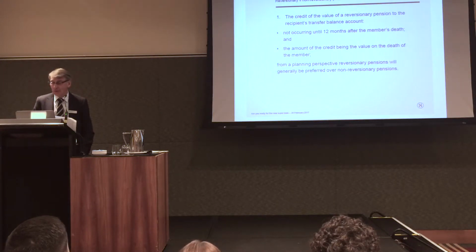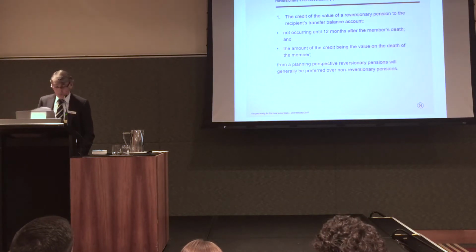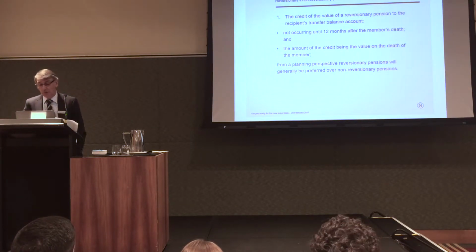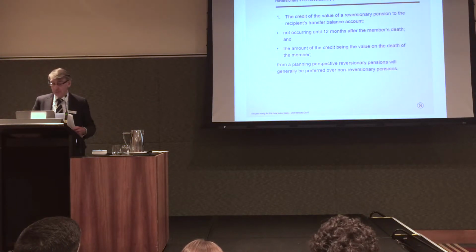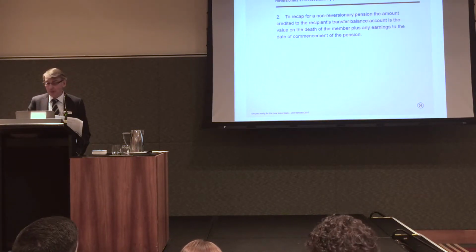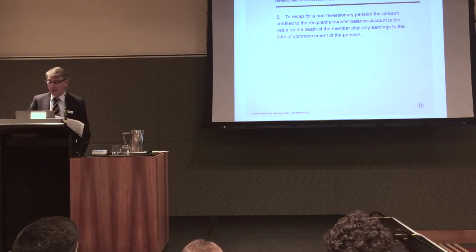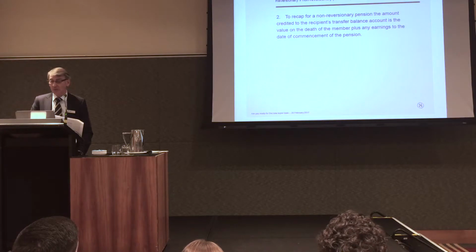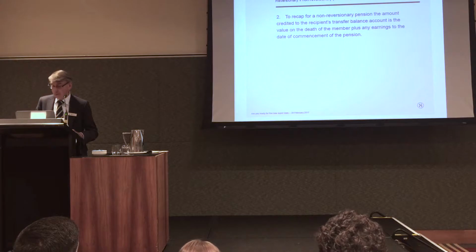The credit of the value of a reversionary pension to the recipient's transfer balance account not occurring until 12 months after the member's death, I'm just recapping the conclusions out of this, and the amount of the credit being the value on the death of the member. From a planning perspective, reversionary pensions will generally be preferred over non-reversionary pensions. To recap, for a non-reversionary pension, the amount credited to the recipient's transfer balance account is the value on the death of the member plus any earnings to the date of commencement of the pension.